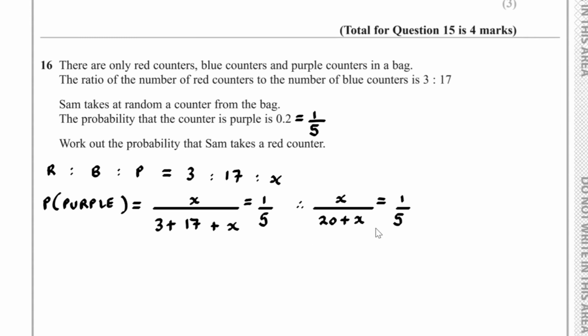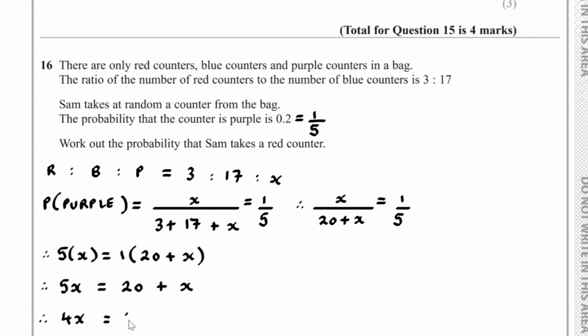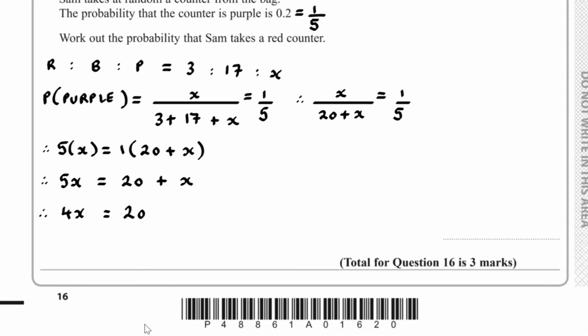So we can now find out what purple is. In other words, we can find out what X is. And if we cross multiply, we have 5 multiplied by X equals 1 multiplied by 20 plus X. So 5X equals 20 plus X. 4X is 20, which means X is equal to 5.